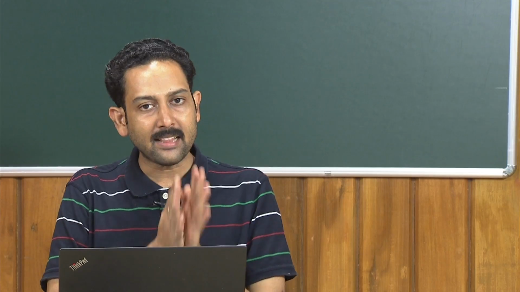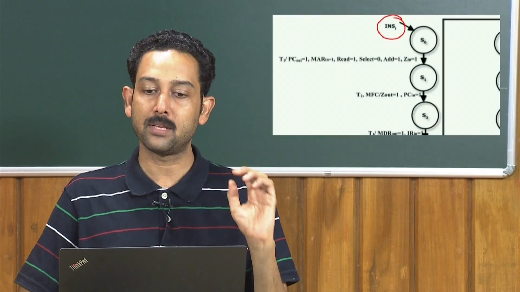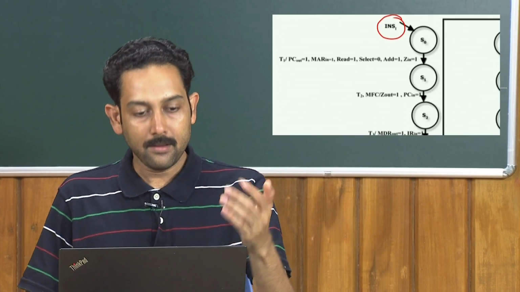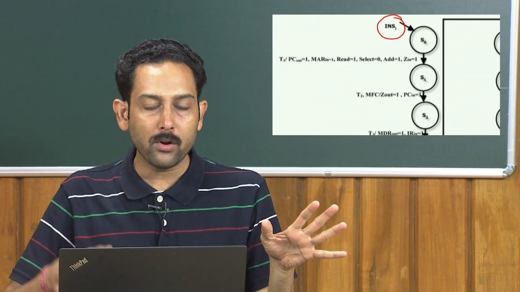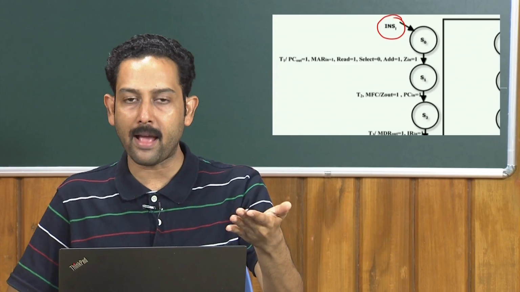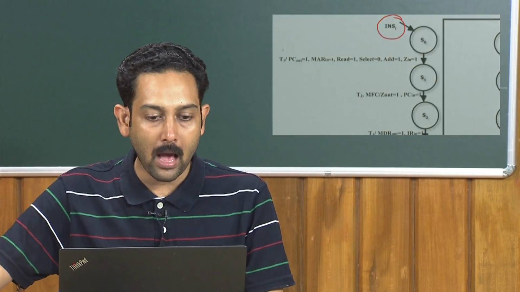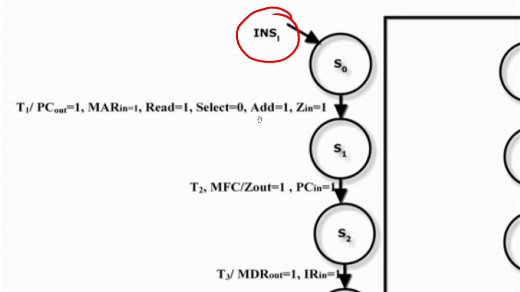Then next is nothing, you just need to wait till T1 comes. T1 comes means that the sequence counter has now become 1. After that there is no other input required, only time has passed, the clock has come, so from stage 0 you can go to stage 1. And what are the signals out? PC out, MAR in, read 1, select 0, add 1, Z in 1.